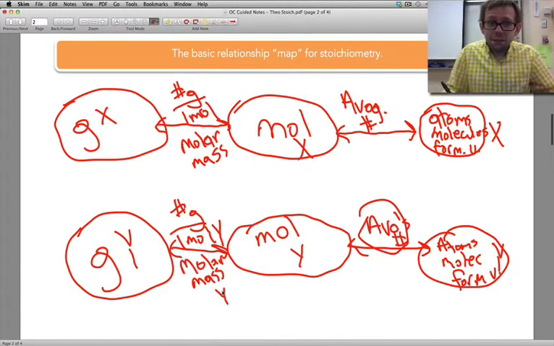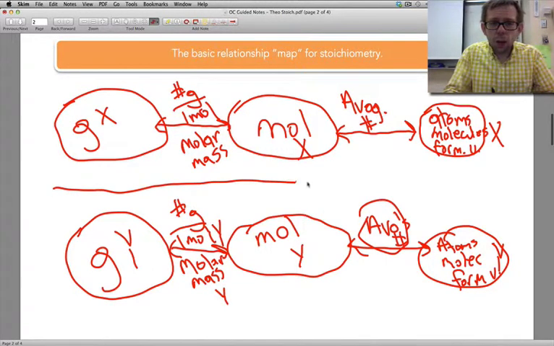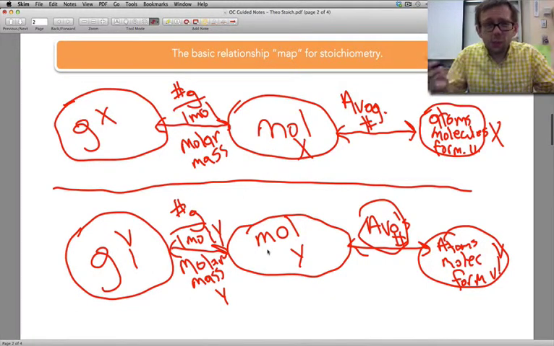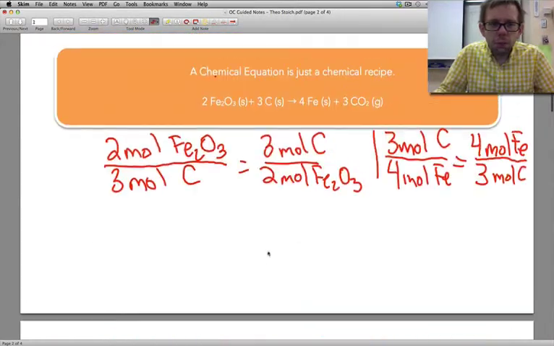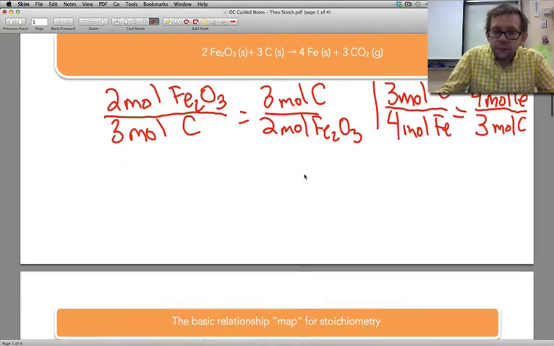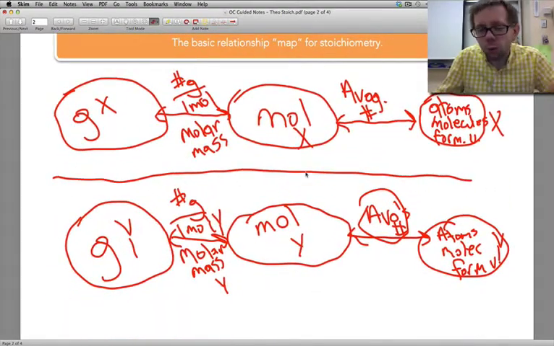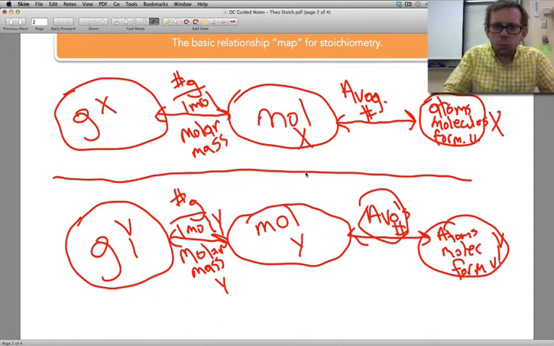Great! But you're like, wait, these are 2 separate maps here. You're like, wait, this will get me between X and stuff in X, this will get me between Y and Y. And again, what's X and Y? Well, in the last problem, what if I wanted to go between iron oxide and iron? So iron oxide is X, and iron's my Y, whatever you call X and Y, it doesn't matter. So the thing is, how do you cross this bridge?